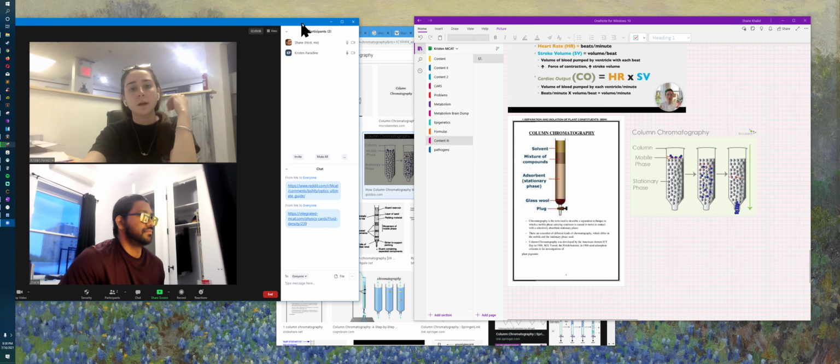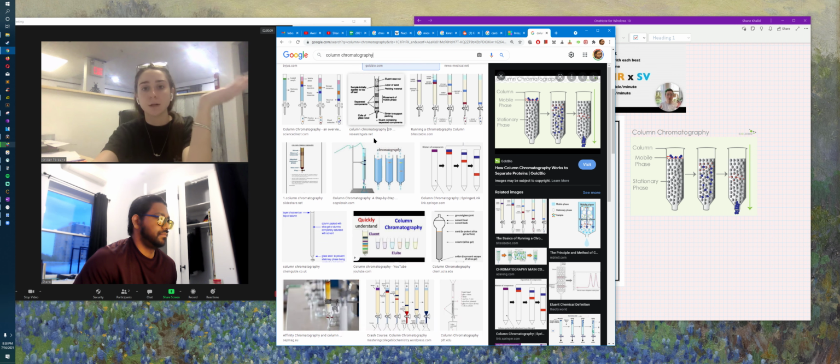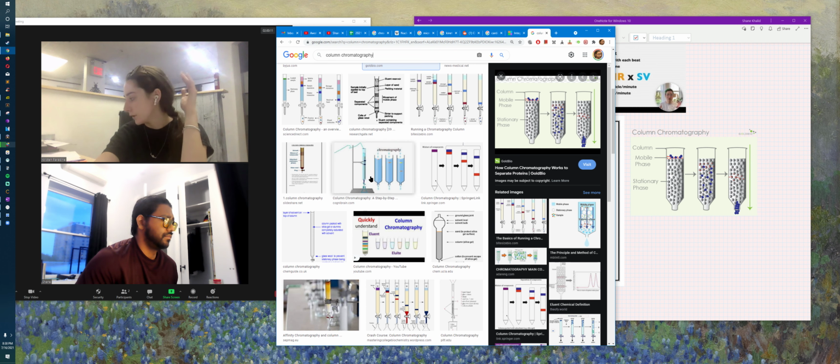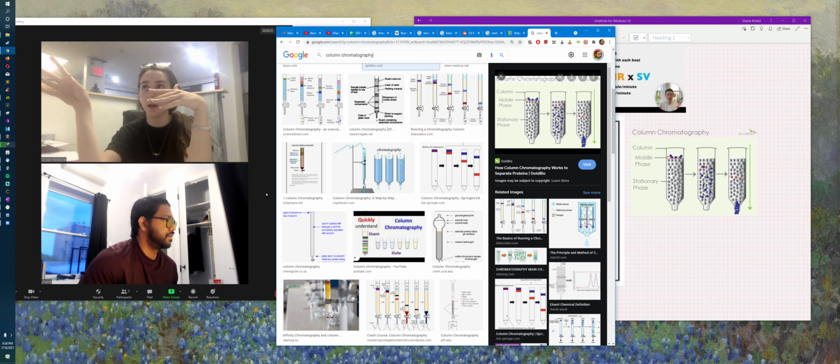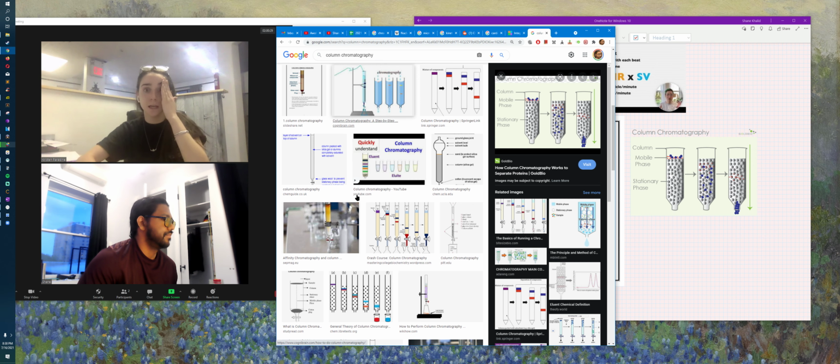So say you're separating by charge. If the stationary phase is positive, would the positive things elute first because they want to get out of there? Yeah, they'll elute first. So a lower affinity for the stationary phase would elute the positive thing first, right? For the stationary phase? Yeah.